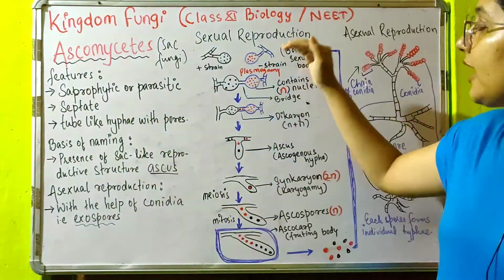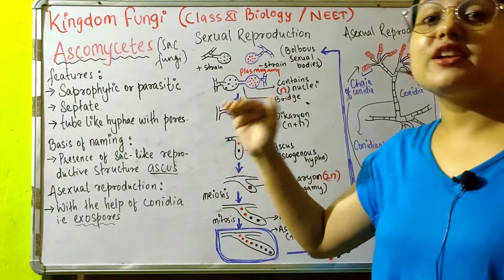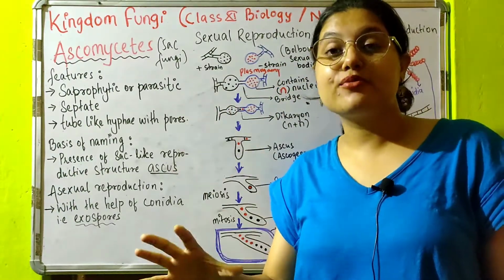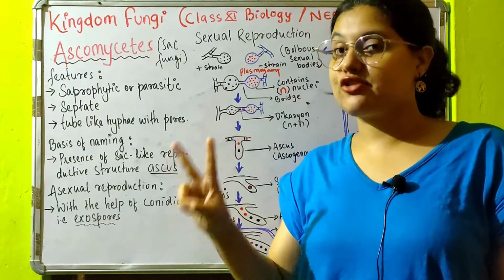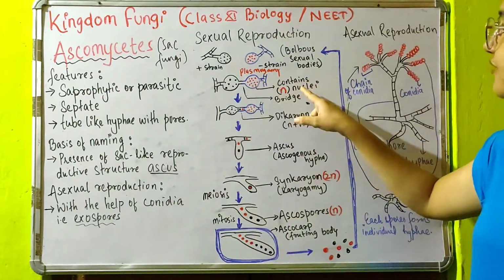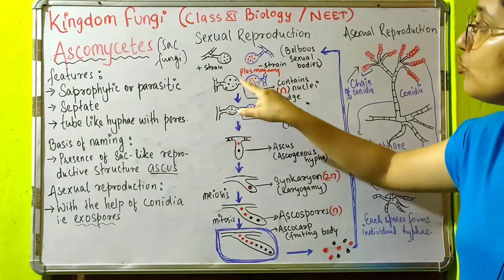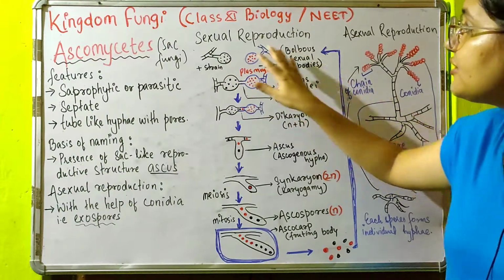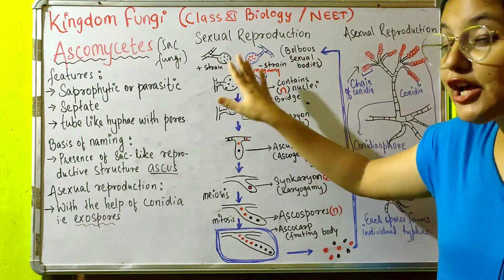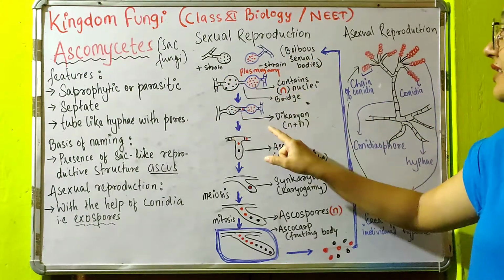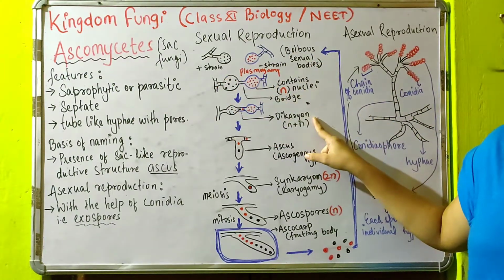The process of fusion is known as plasmogamy, and in this process there is a formation of a bridge between the two bulbous sexual bodies. You see here there is a formation of a bridge between two bulbous sexual bodies, and this process is known as plasmogamy. After plasmogamy, there is a stage known as the dikaryon stage.